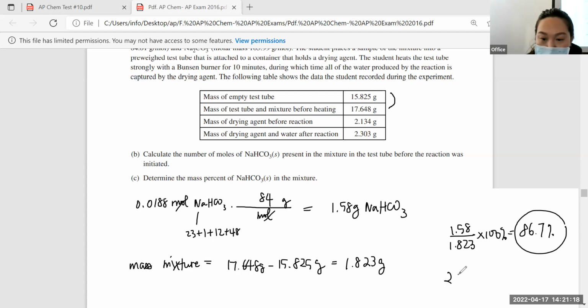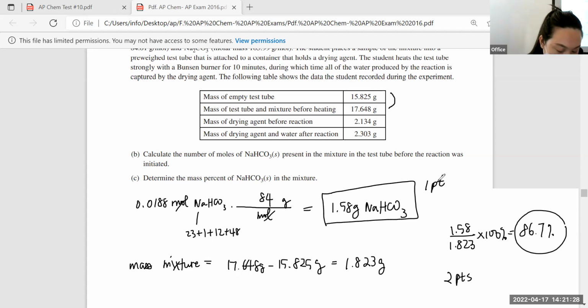So this is 2 points too. 1 point for figuring out this, 1 point, and then 1 point for your answer.